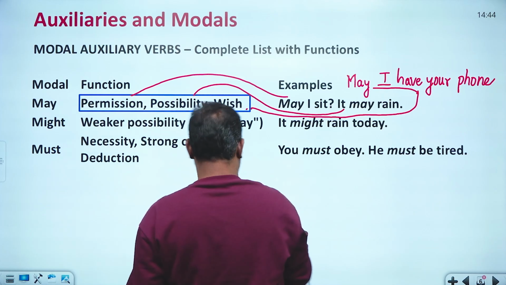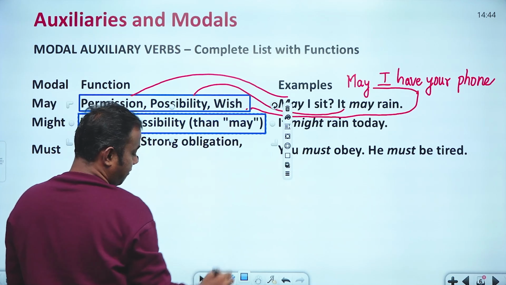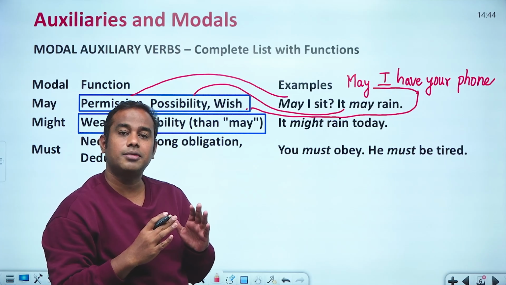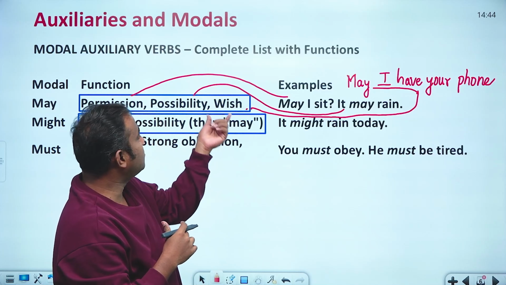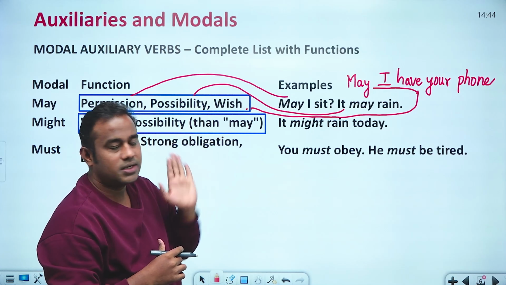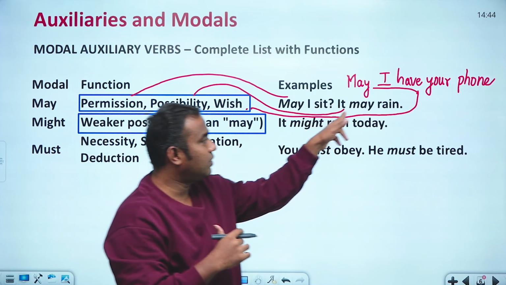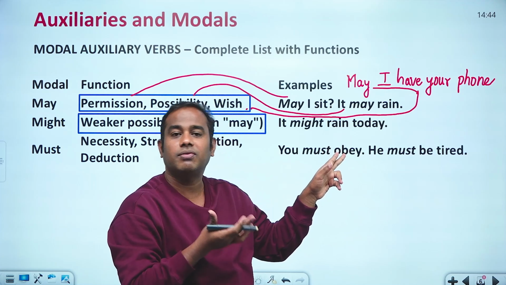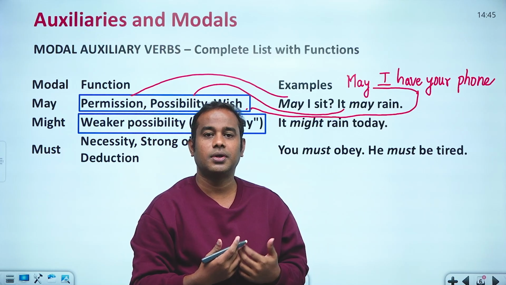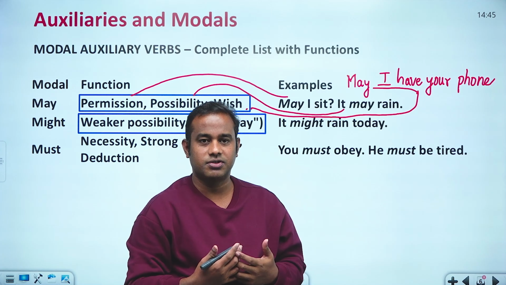Then might. Might is basically a weaker possibility than may. Weaker possibility in the sense that you are not 100% sure. It may rain is a possibility, right? So it may rain is how you are expressing it, with some confidence. The way I am expressing it now, look at the sentence, it may rain, the tone I am using is with confidence, right?